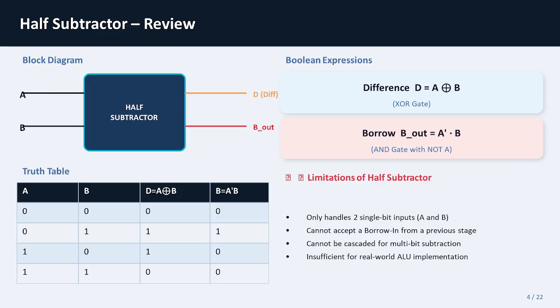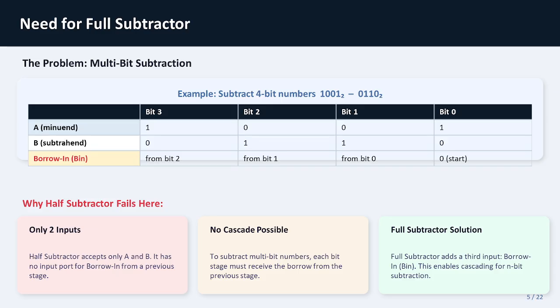It can't handle three bits, so it can't be used in real world applications like ALU implementation, which deals with three bits. It also cannot accept borrowing from previous stages. These are the limitations of the subtractor, and that's why you are going to implement a full subtractor. Before going to this, practice writing Verilog code for this half subtractor. So why do we need a full subtractor?